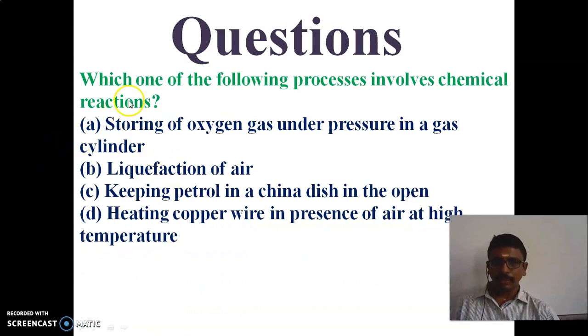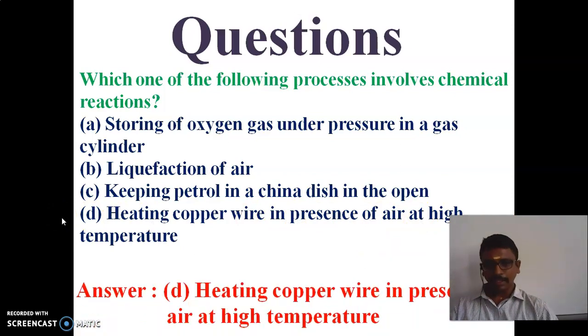And next is, which one of the following processes involves a chemical reaction? Storing of oxygen gas under pressure in a gas cylinder, liquefaction of air, keeping petrol in a china dish in the open, heating copper wire in presence of air at high temperature. So the option D is the only chemical reaction. So others are not chemical reactions. The answer for that is D.